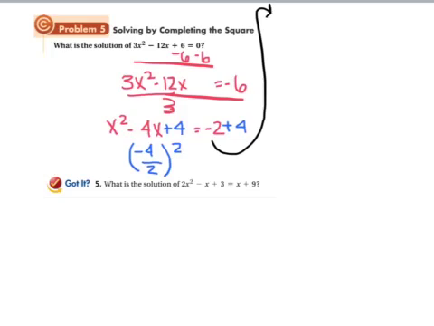Nope, not yet, because we're solving. So we need x values if that's our answer. So right now, I have x squared minus 4x plus 4 equals 2. Remember, we completed the square, so we had a perfect square trinomial, and we can easily factor that perfect square trinomial by saying x minus 2 quantity squared equals 2.